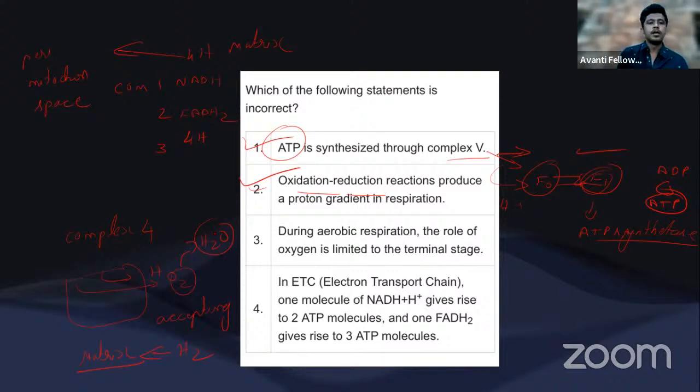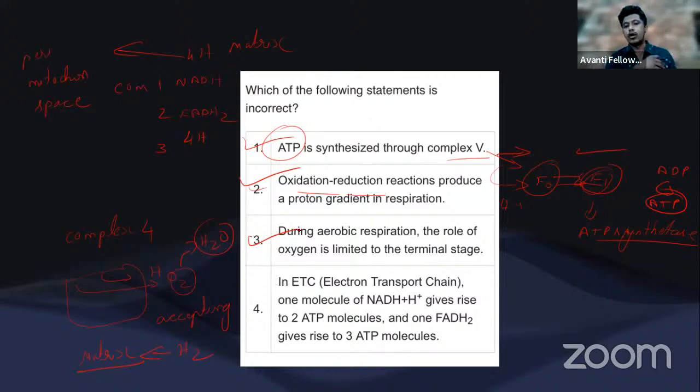We get water. So this is only at the last stage of our electron transport chain. We are using oxygen nowhere else, not in complex 1, complex 2, or complex 3. We only see it in complex 4, which is the final stage where this process ends, right? So that is why this option is also correct.